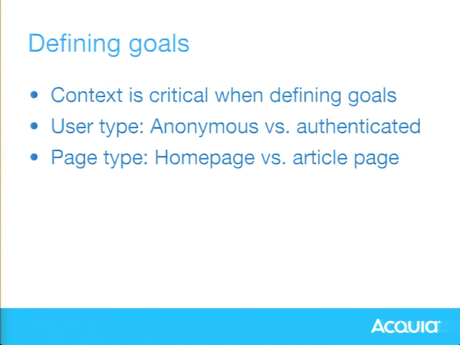Context is critical when you're defining a goal for your site's performance. Not all pages on a site have the same performance expectations. Your expectations for performance might change based on user type. I think most commonly people are familiar with unauthenticated versus authenticated traffic, right? Anonymous users have a different performance profile and different performance goals than we have for authenticated users.